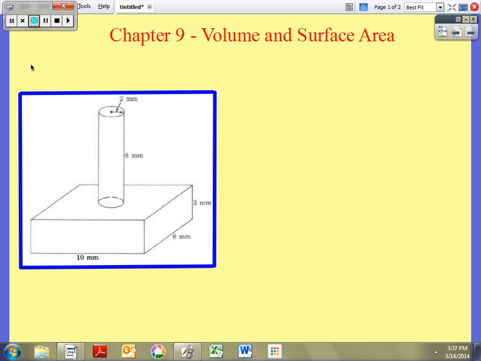This one here, though, reminds me of something like the Chapter 8 question with the area of a shaded region, where you had to do multiple areas, two areas, and subtract. Well, here we have to find the volume of this shape.